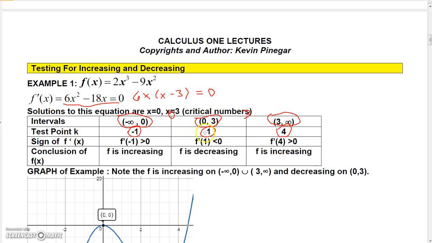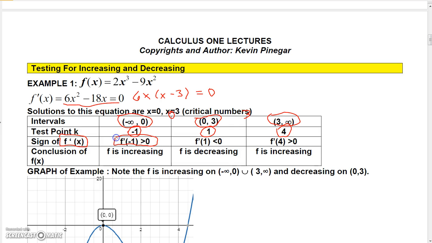Now what I want to do is I want to test the derivative. So I want to find the sign of the derivative. So now, the derivative was 6x squared minus 18x. You can use this or you can use the factored form. But let's plug -1 into the derivative. If I plug -1 into this function, I get 6 times 1 minus 18 times -1. Well, that's going to be 6 plus 18, which is positive. So the derivative is positive at -1.